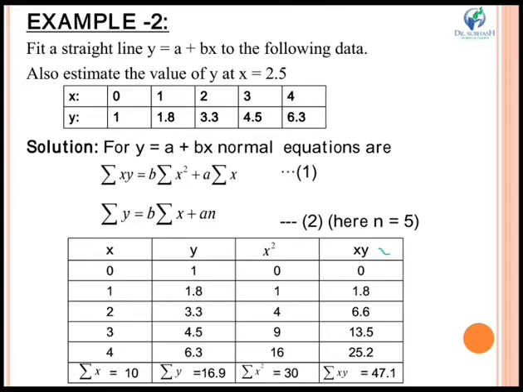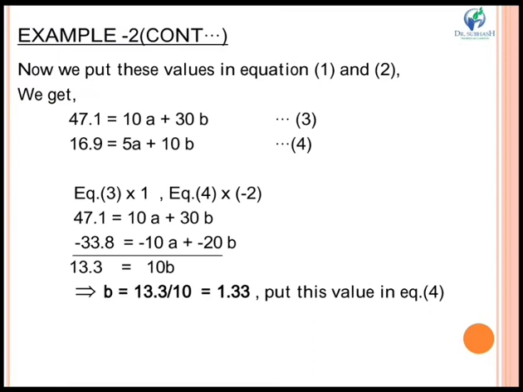And the next column will be of xy. I will multiply x into y for all the corresponding values and I will take their sum and I get it as 47.1. Now I will substitute all these values in equation 1 and equation 2. On putting these values, I get equation 3 as 47.1 equal to 10a plus 30b and equation 4 as 16.9 equal to 5a plus 10b.